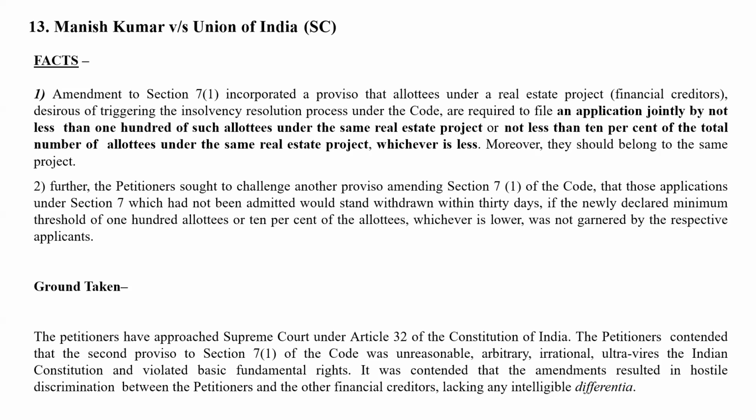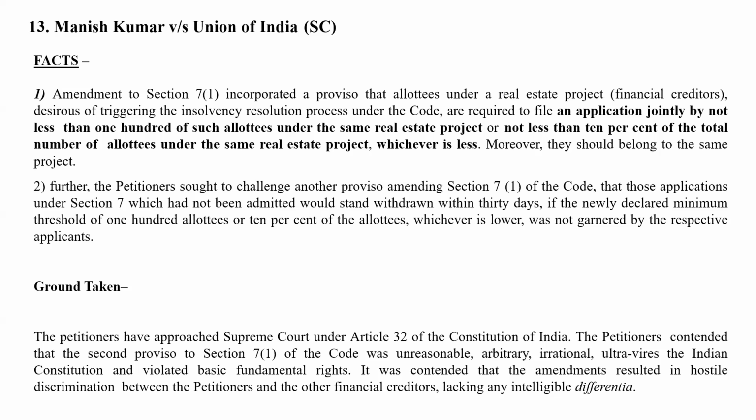Further, the petition sought to challenge another proviso amending section 7(1) of the code. इसमें एक और भी अमेंडमेंट आया था कि भाई जो एप्लीकेशन पहले से एडमिटेड है उसको भी 30 दिन के अंदर ये कर लो सही, अदरवाइज क्या होगा, they will be deemed to be withdrawn. That those applications under section 7 which had not been admitted would stand withdrawn within 30 days if the newly declared minimum threshold of 100 allottees or 10% of the allottees, whichever is lower, was not garnered by the respective applicant.